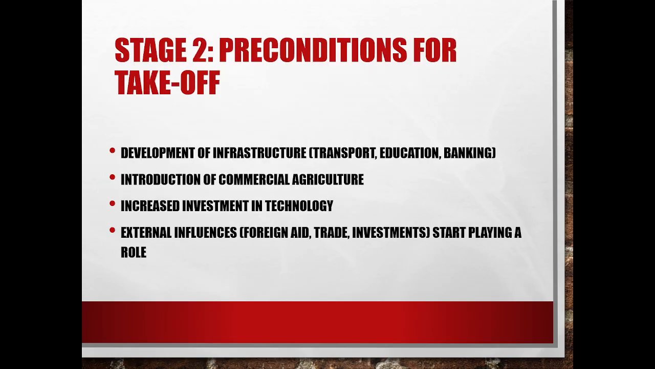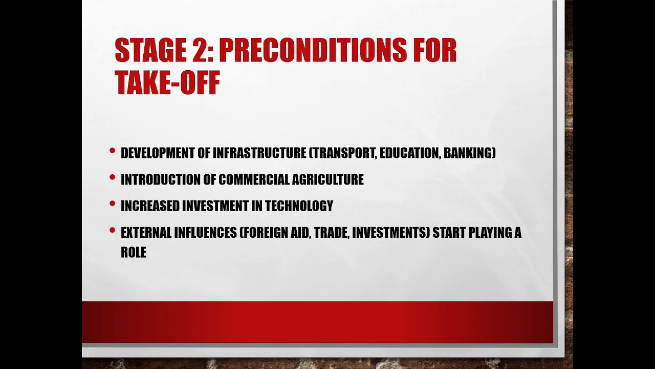Let's move on to the second stage, which he named precondition for takeoff. He said when a society moves away from the traditional society, they get to the second stage, which he termed precondition for takeoff. A society in that stage begins to experience a high level of technological progress. The society would no longer deal with rudimentary technology, and the use of technology will begin to gain a certain ground in that society. There will be improvement in infrastructure, and a shift from subsistence agriculture to commercial agriculture.